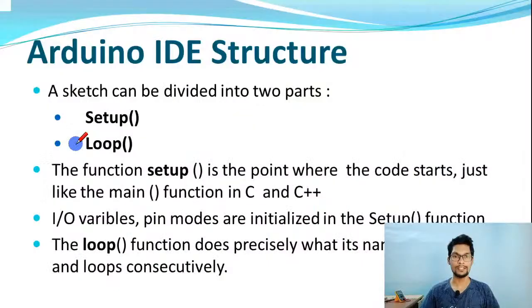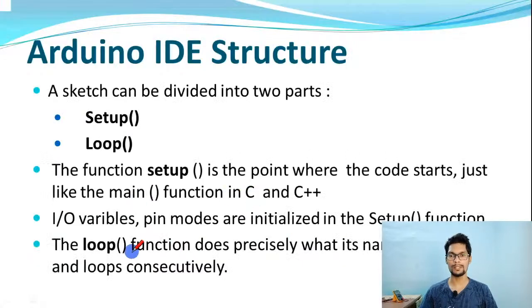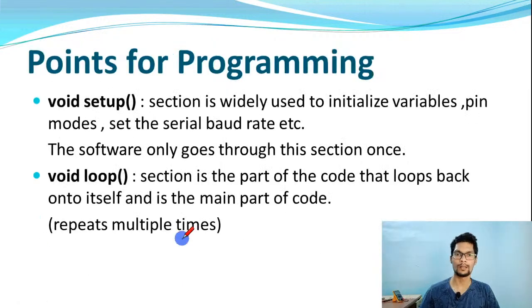Now let's talk about the Arduino IDE structure. This Arduino IDE is divided into two parts, that is void setup and void loop. In void setup, the main function is written, like we use the main function in C++. And in void loop, as its name suggests, the code continues repeating. Points for programming: void setup is mostly used for pins, initializing variables and pin modes, and for serial communication we need to initialize a serial baud rate. The software goes through this section only once. And void loop is a part of the code that loops itself. This is the main part of the code, and it repeats multiple times to update the previous values of the variables.